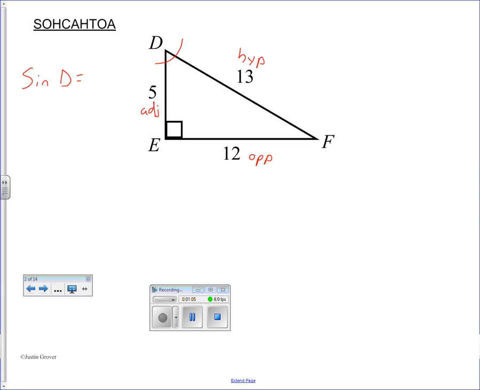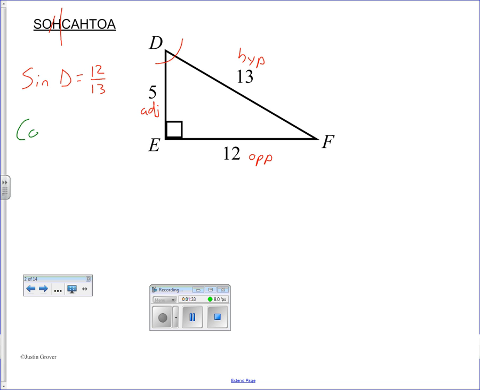So sine D is a ratio of two sides, a comparison of two sides. And the way to remember that is we use Sohcahtoa. The first three letters, S-O-H. The S stands for sine. The O and the H stand for the two sides that we use. O over H, opposite over hypotenuse. So sine D is 12, the opposite side, over the hypotenuse, 13.